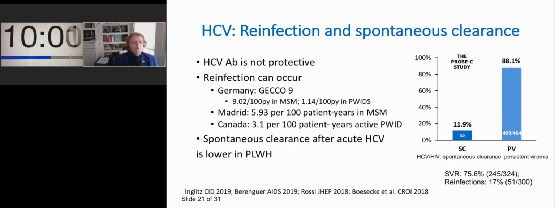Second important point is spontaneous clearance after acute Hep C is lower in patients with HIV. So you see the graph on the right from the PROBE study from Europe, that spontaneous clearance occurred in 11%, way lower than in HIV negative patients.